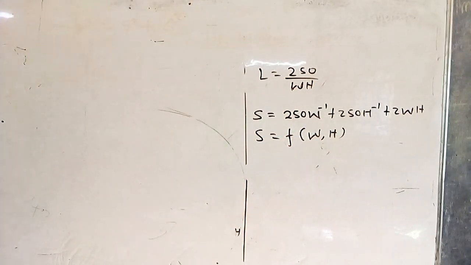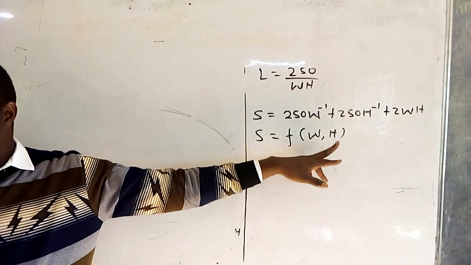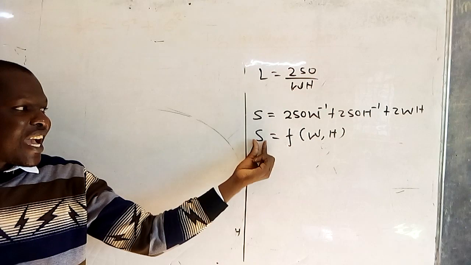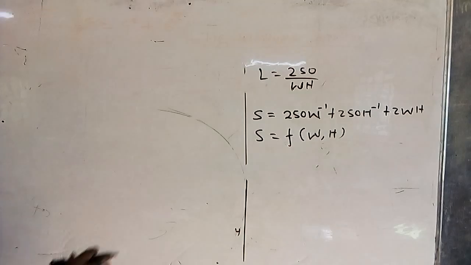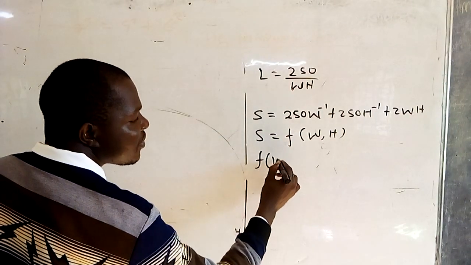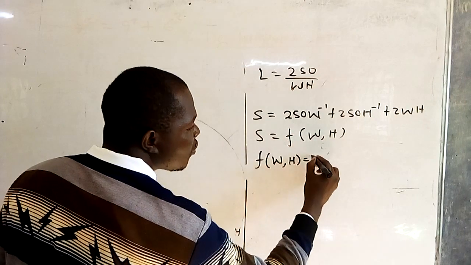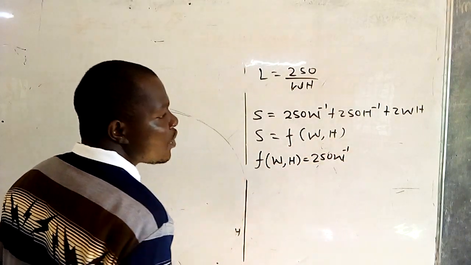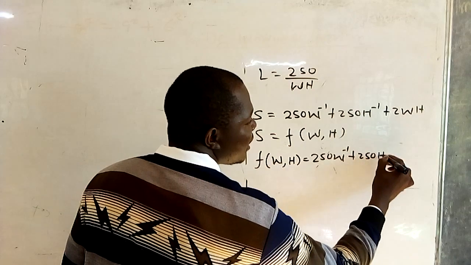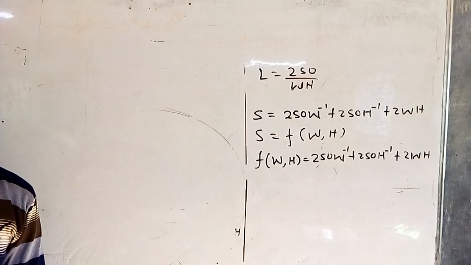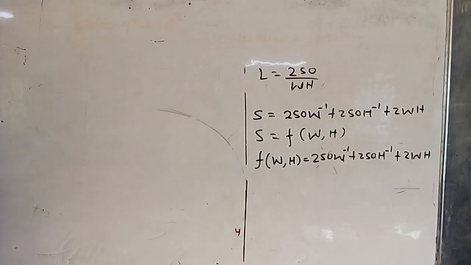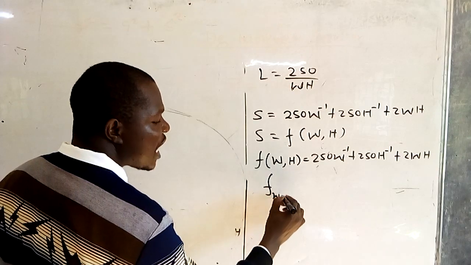Are we together? So what did we say? At the stationary point, the derivative is 0. So because S is a function of W and H, we want to differentiate S partially with respect to W and S partially with respect to H. So if S is a function of W and H, then F of W, H is equal to 250W raised to negative 1 plus 250H raised to negative 1 plus 2WH.